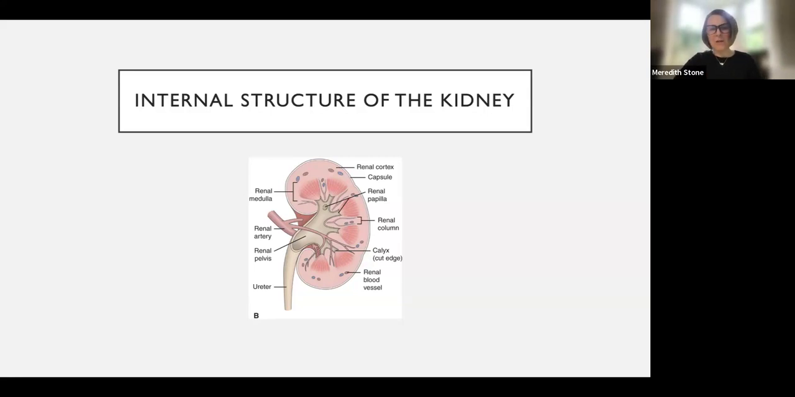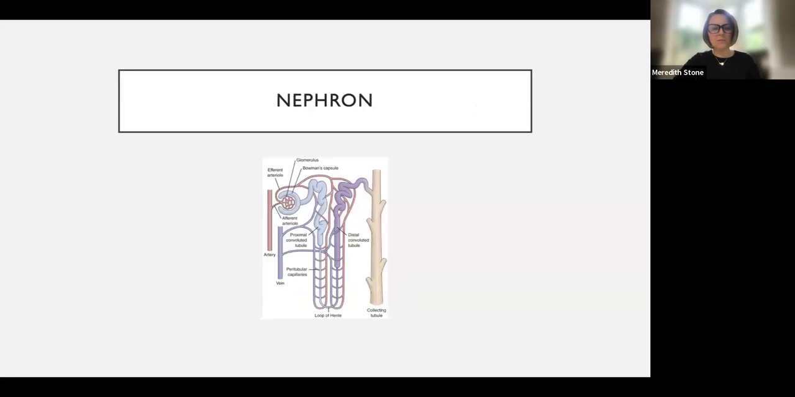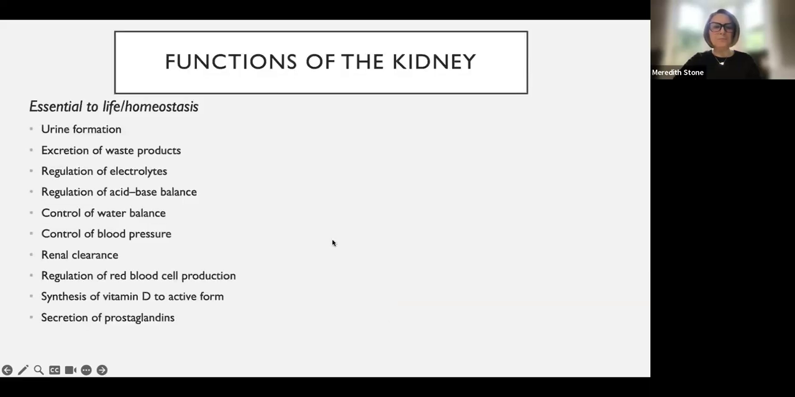But I think it helps to understand if you look at the picture and really understand what's happening here, right? So this is where the water is going to be reabsorbed. This is where we lose our electrolytes, and where our urine formation is going to happen.